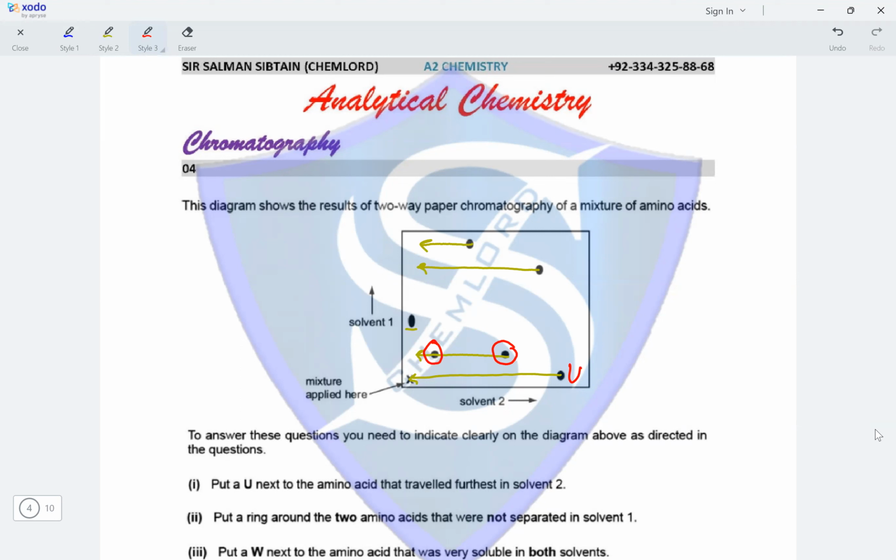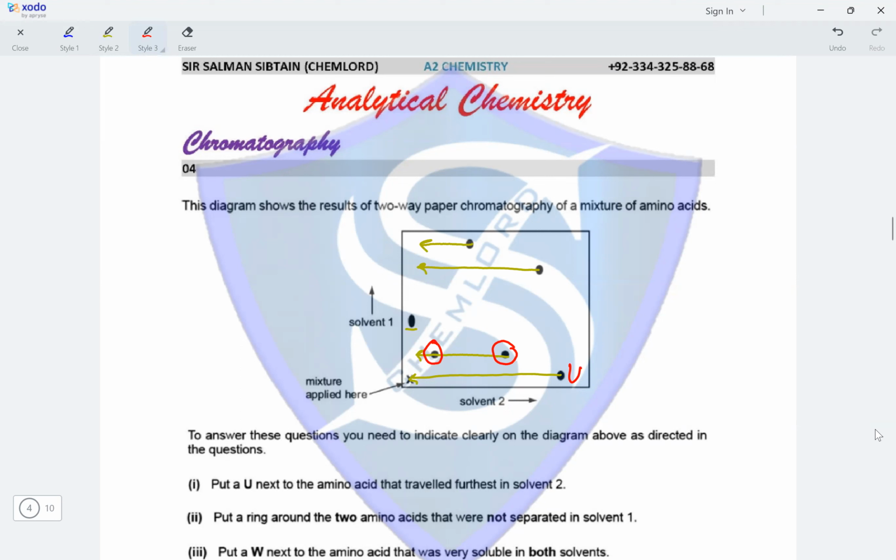So the first spot only travels in solvent 2. The second and the third spot in the same line travel more in solvent 2 than in solvent 1. The third spot, the second spot travels more in solvent 1. The fourth spot that is lying exactly above the X did not even move in solvent 2.